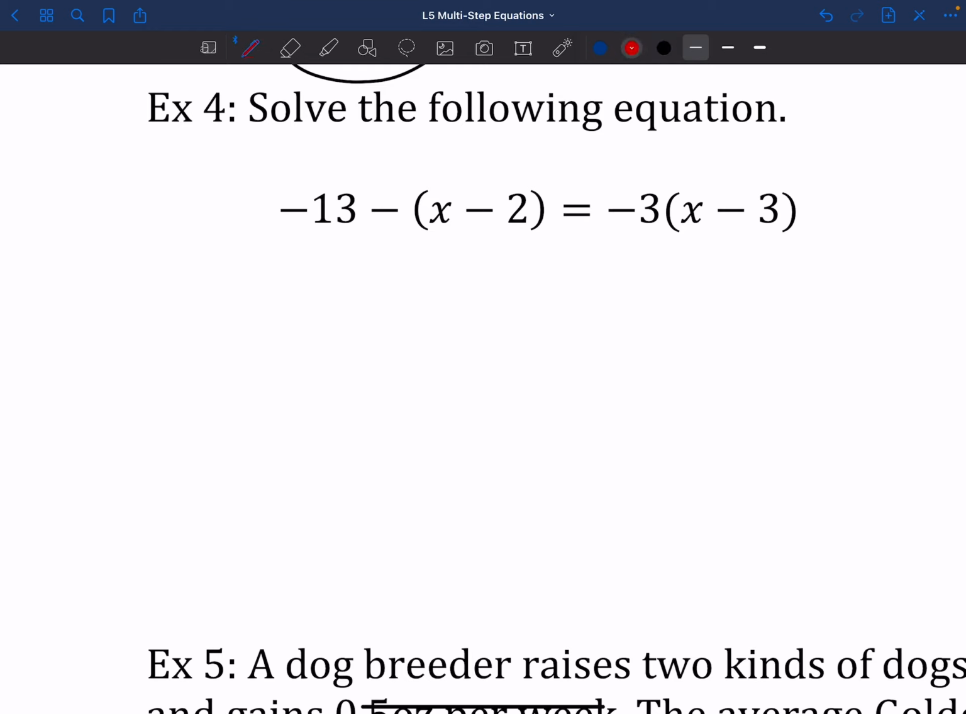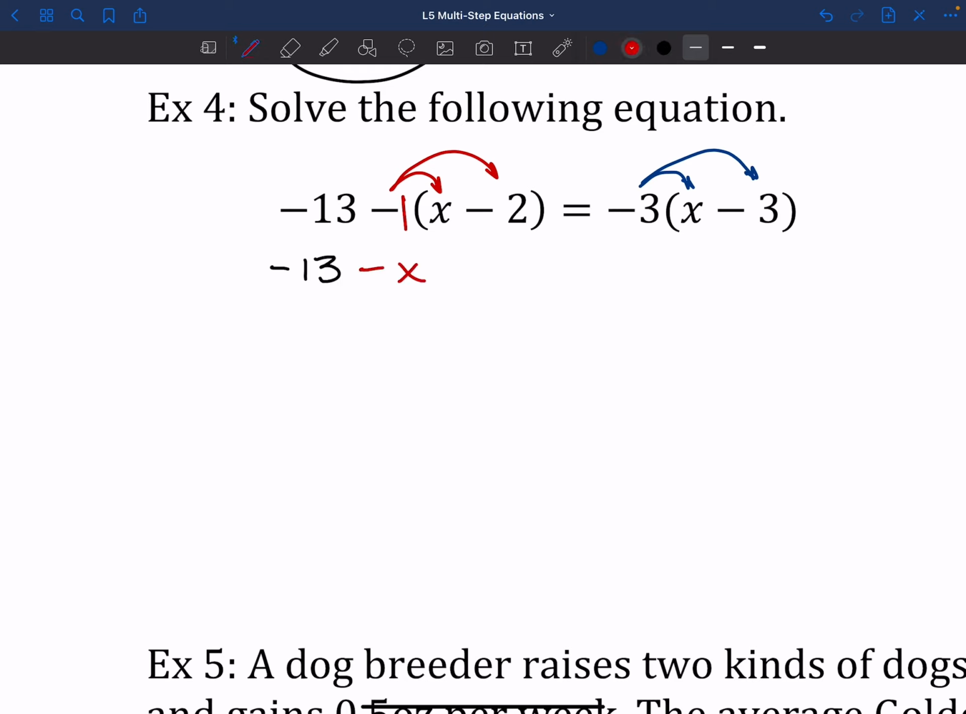I have this negative 1 that I'm going to distribute over on the left side. I have a negative 3 I'm going to distribute over on the right. So this will be negative 13 there. Negative 1 times x is just negative 1x, or minus x I'm going to write there. Negative 1 times negative 2 is plus 2.